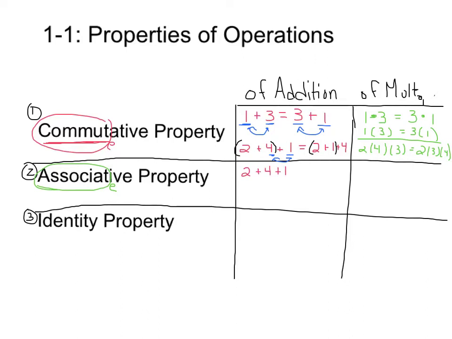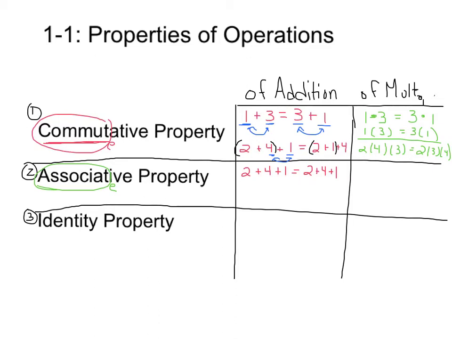Okay. With the associative property, the numbers themselves won't change places. So you'll notice I have a 2, a 4, and a 1. I have a 2, a 4, and 1. What does change is the grouping symbols.